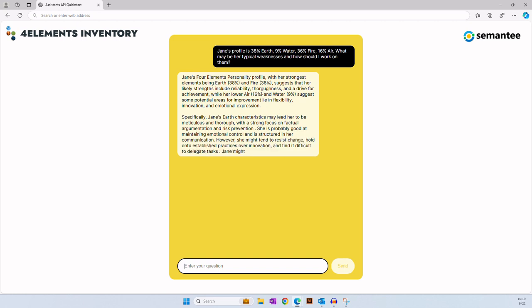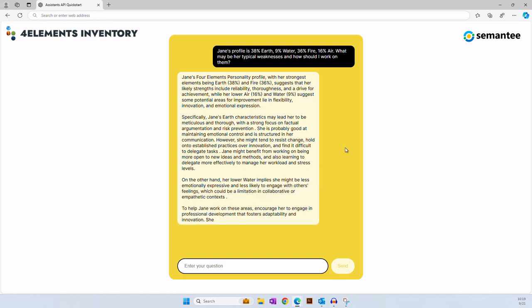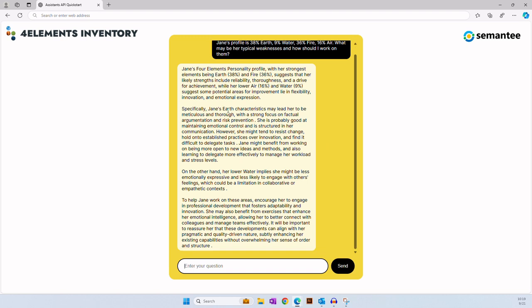The first thing it does is summarize what Jane's strengths and weaknesses are based on those percentile scores. It tells us that the Earth characteristics may mean that she's very meticulous and thorough, that she focuses on facts and preventing risks, which is very good to have. The lower water score, on the other hand, might imply that she's not that emotionally expressive and maybe not that likely to engage with others' feelings, so this may hinder her collaboration. So it gives us these typical weaknesses.